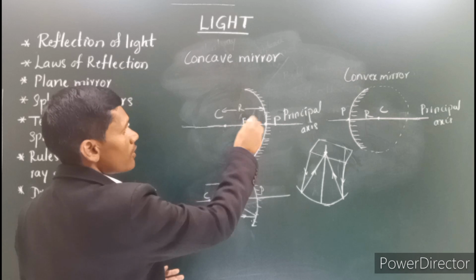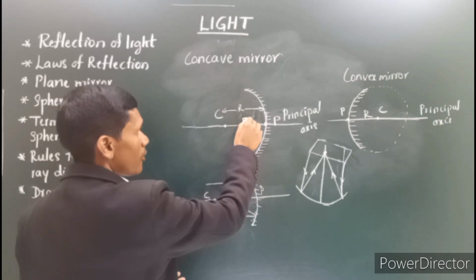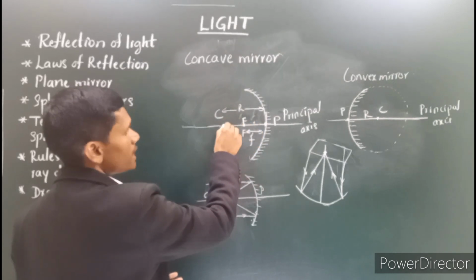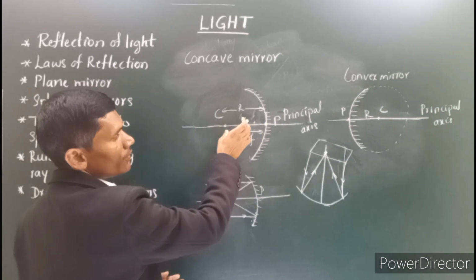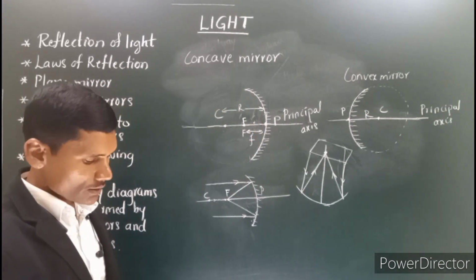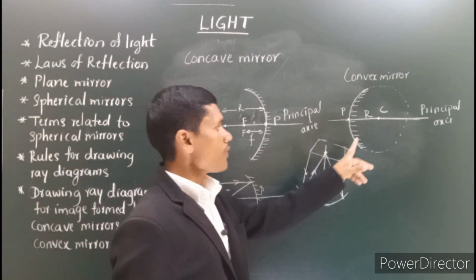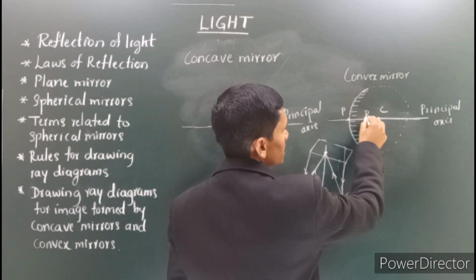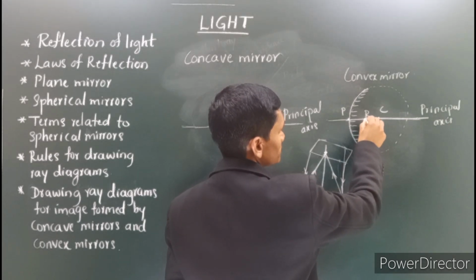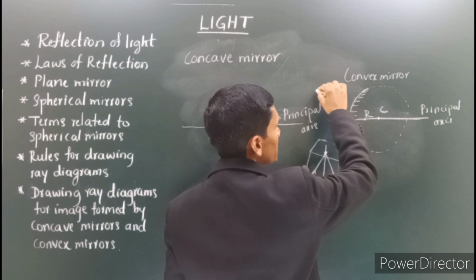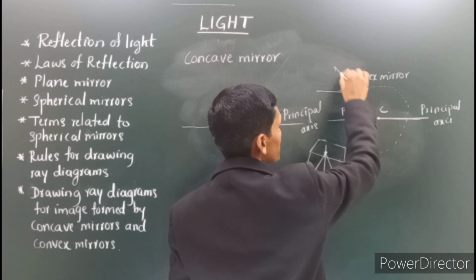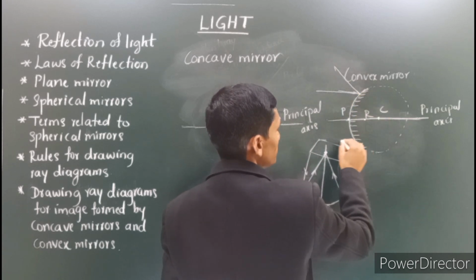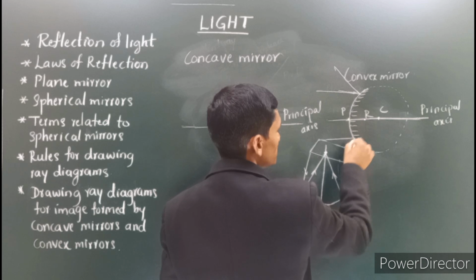Here, in case of a concave mirror, the focal point, that is the principal focus, and the center of curvature are both in front of the mirror, right? Whereas in case of a convex mirror, you can observe these rays, after they are incident, appear to diverge.